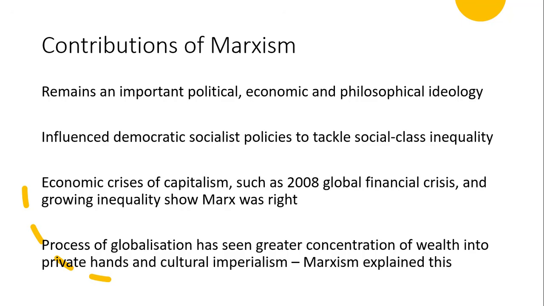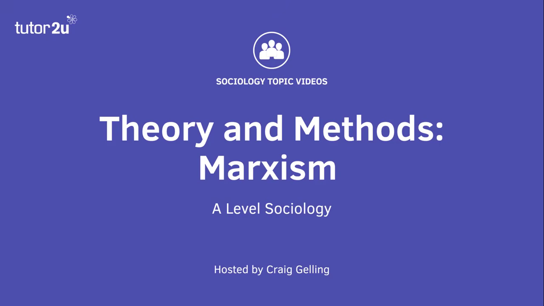This is no more evident than the polarisation of political ideologies in the UK in recent years, while the collapse of businesses and the growth of multinational corporations suggest that wealth is being concentrated into fewer hands than ever before. This is in part due to the impacts of globalisation and cultural imperialism, which fit neatly into Marx's explanation of the infrastructure and the superstructure. Marxism remains incredibly relevant in the 21st century as a critique of the failings of capitalist society.